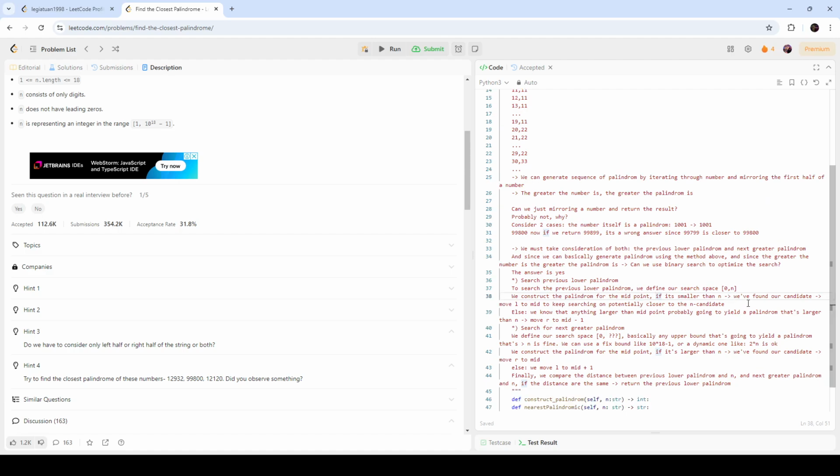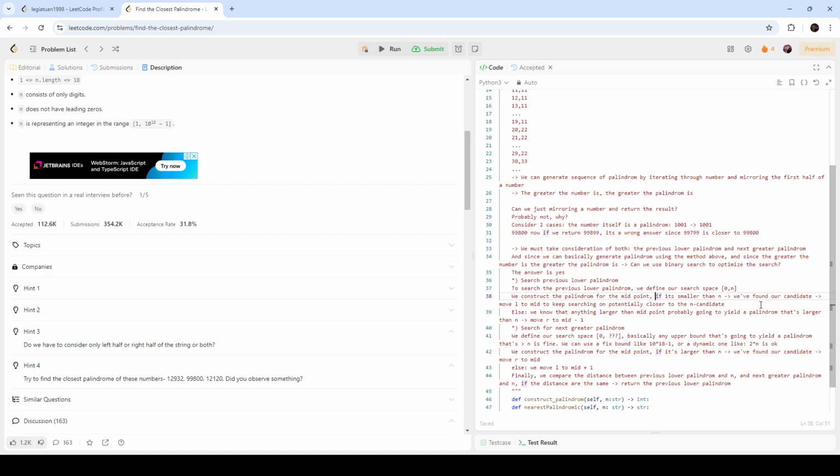And if it's smaller than n, then we have found our candidate. This can be that palindrome, this can be the result. And since it can be the result, and we need to keep looking for a potentially greater palindrome that's lower than n, we move L to mid to keep searching for that candidate, right?